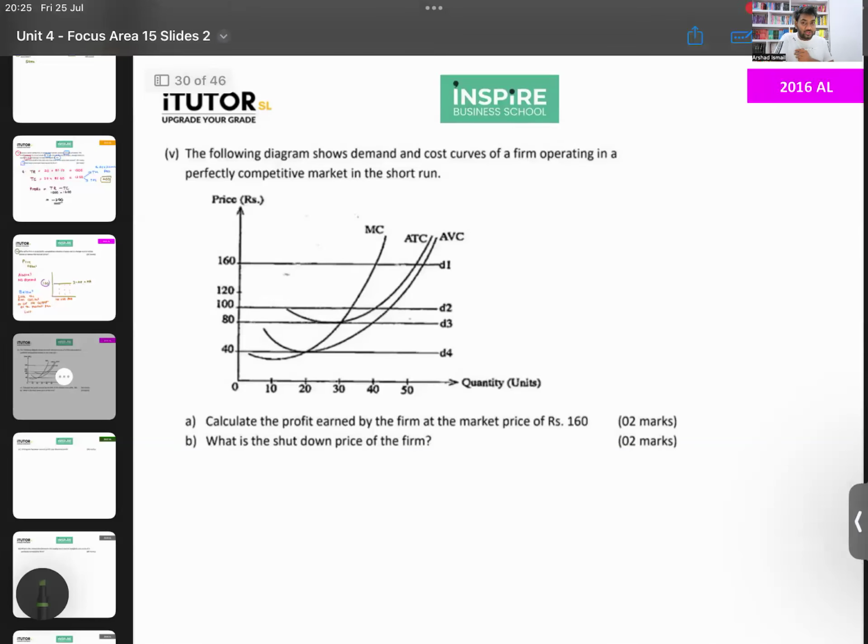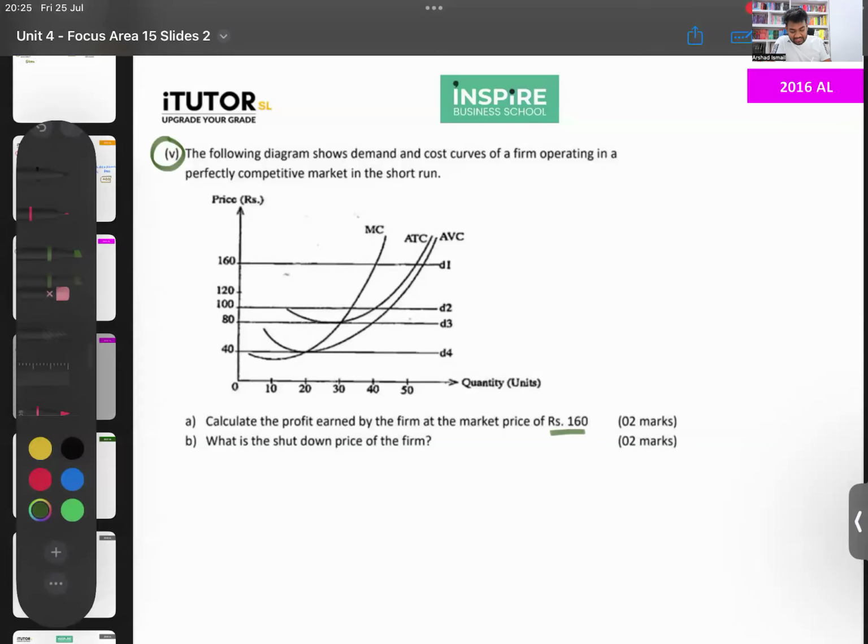2016 A levels, question number 5. It looks hard, but it's actually a very easy question. The question says, the following diagram shows demand and cost curves of a firm operating in a perfectly competitive market. They are telling you, calculate the profit earned by the firm at the market price of 160. So that means the price is 160.